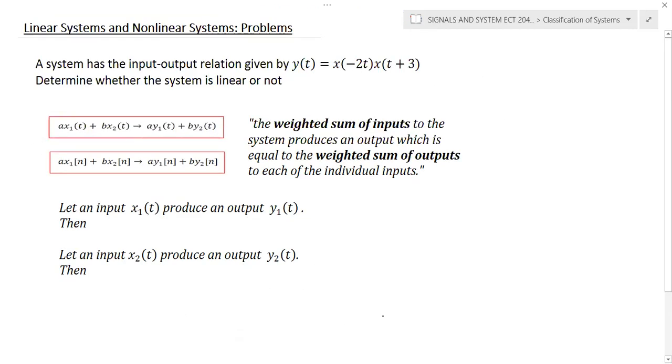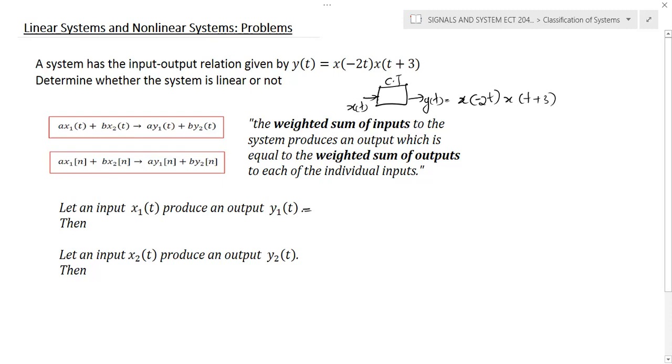Now we can verify another system. Here y of t is given by x of minus 2t into x of t plus 3. And for a continuous time system, if you apply the input x of t, the corresponding output is y of t, and which is of the form the input x of t is scaled and reversed, x of minus 2t into x of t plus 3. So this will be the output.